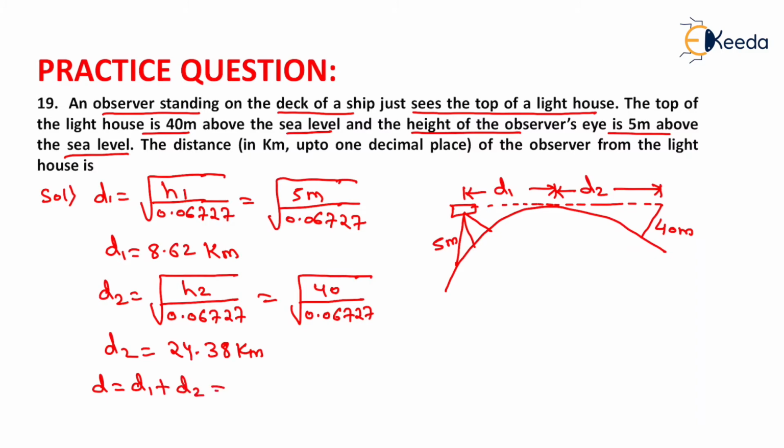Now for the computation of distance of observer from the lighthouse, we need to add d1 plus d2. It will be equal to 8.62 plus 24.38. After adding these two values, that is 8.62 plus 24.38, we will get the answer as 33 kilometer. That will be the distance of the observer from the lighthouse, which will be equal to 33 kilometer. That is all about this numerical.